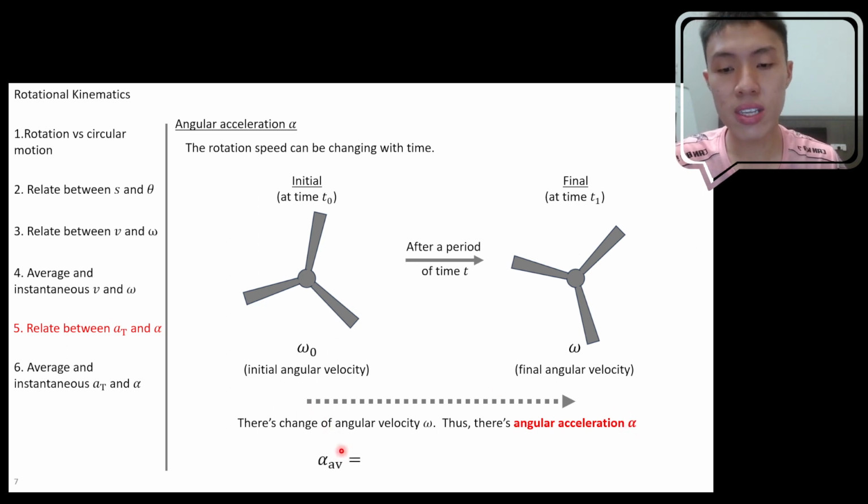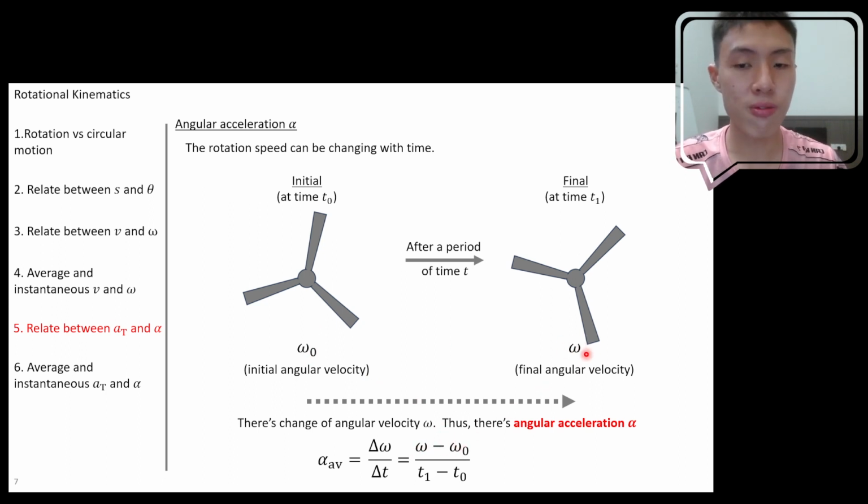So let's try to determine the average angular acceleration. In chapter 2, acceleration is change of velocity divided by time, right? So now average angular acceleration is change of angular velocity divided by the time taken. The change of angular velocity happens from initial to final, so for change, we take final minus initial. It will be omega minus omega naught, final angular velocity minus initial angular velocity. For the time, you take the final moment minus the initial moment. Then you get the duration, which is equivalent to t.